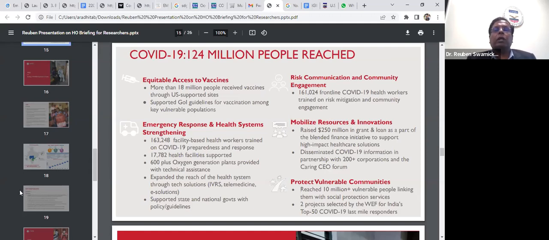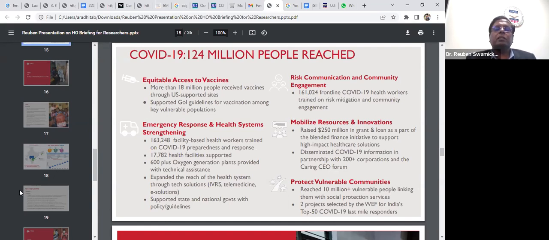So, over 160,000 healthcare workers were trained, almost 18,000 health facilities supported. We actually set up over 600 oxygen generation plants, and provided the technical assistance on how to use them. It's a different matter that now, the government is coming back to us and saying that now that the 600, we don't require that many, how do we use that? So alternate means are now being looked at.